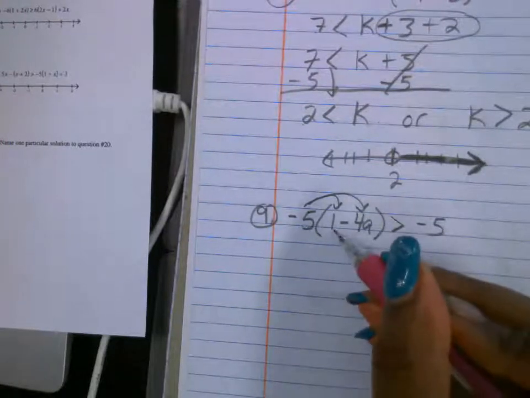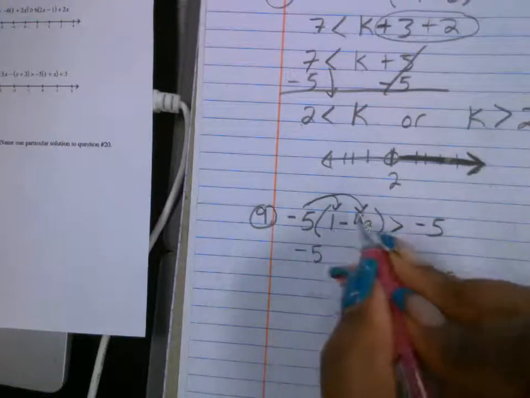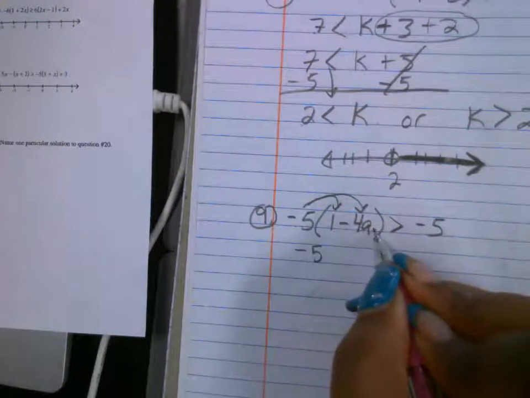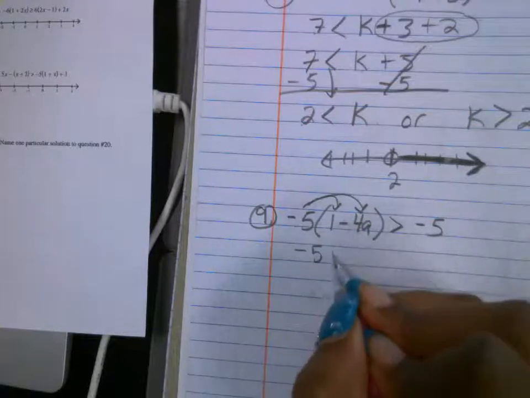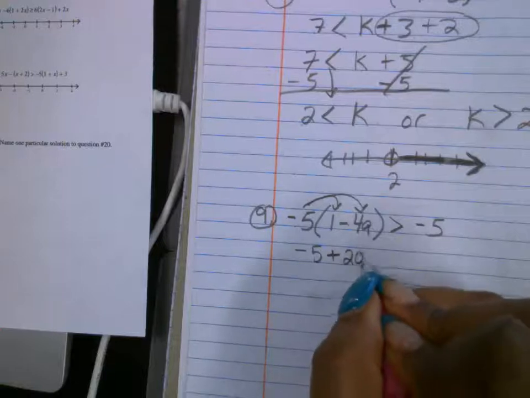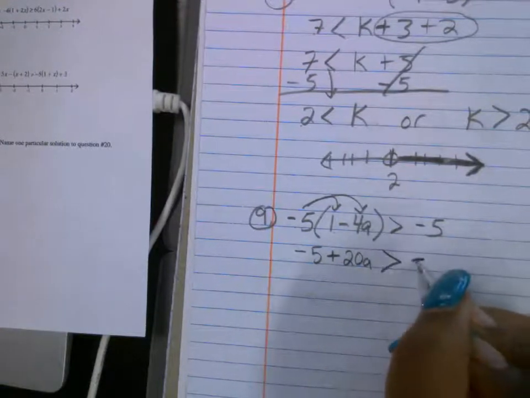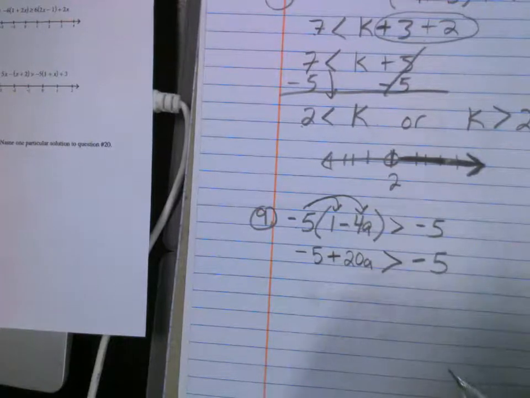Negative 5 times a negative 1 gives you negative 5. Negative 5 times a negative 4a. First of all, a negative times a negative is a positive. Then multiply the numbers. That gives you 20a. Bring down the greater than sign. Bring down the minus 5.